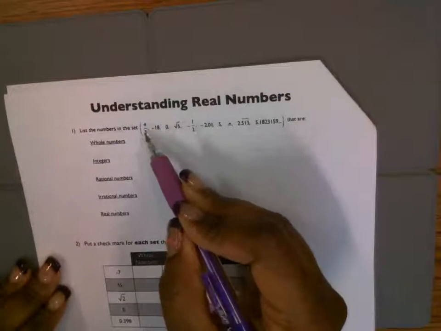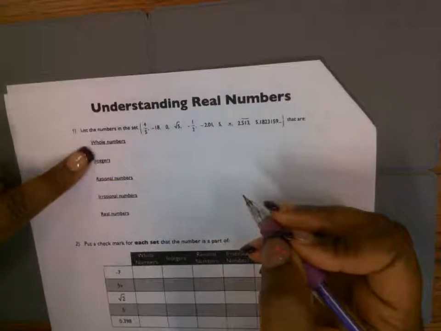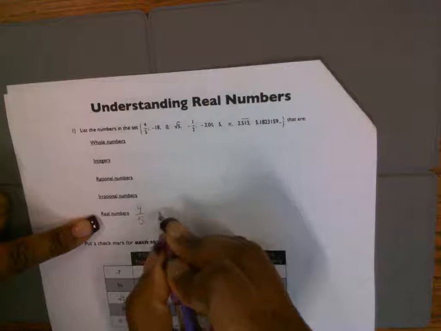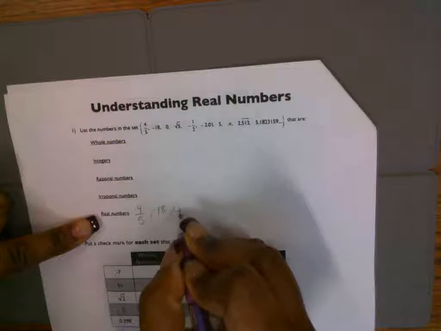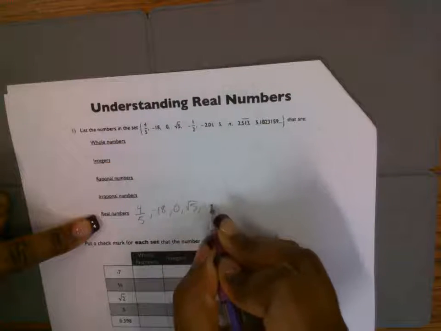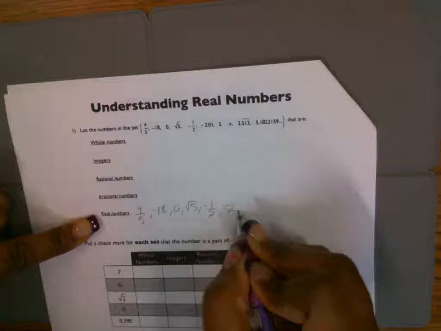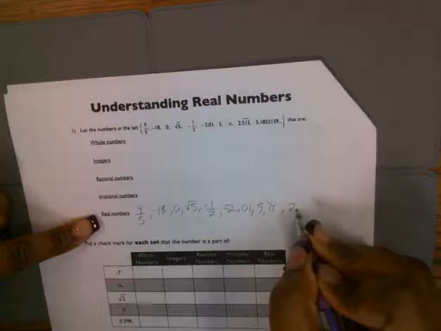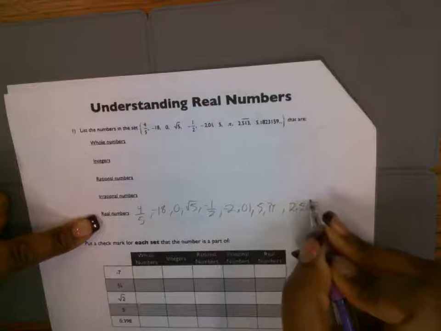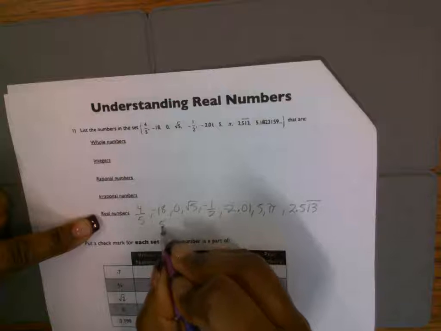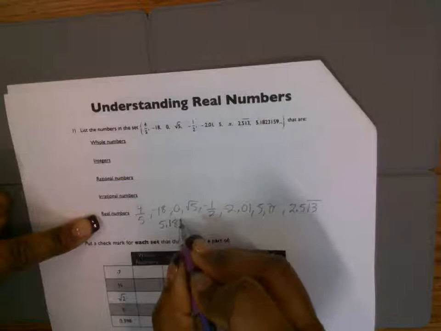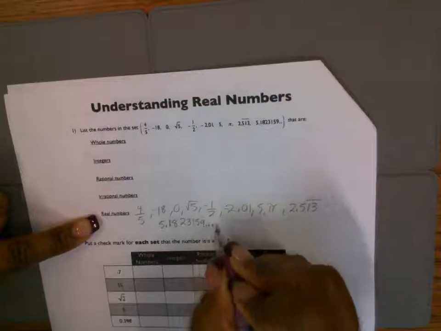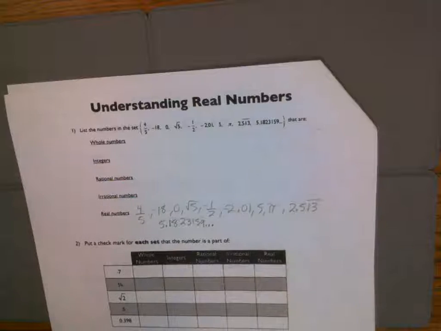So we have this fraction 4/5. 4/5 we know is a real number, so we're going to put it here. All of the numbers are real numbers. So really all of the numbers should have went here. Okay, so we put all of the numbers under real numbers.